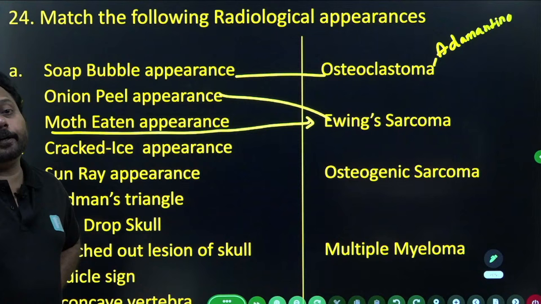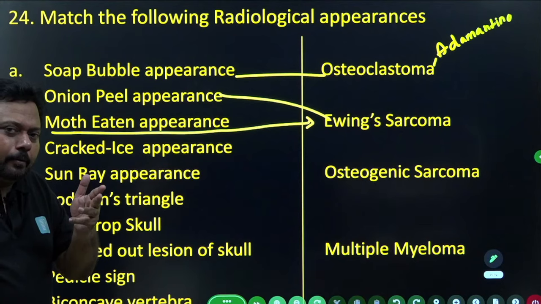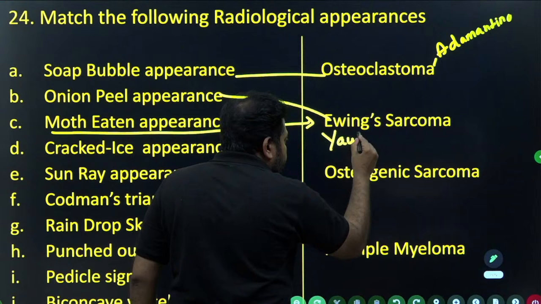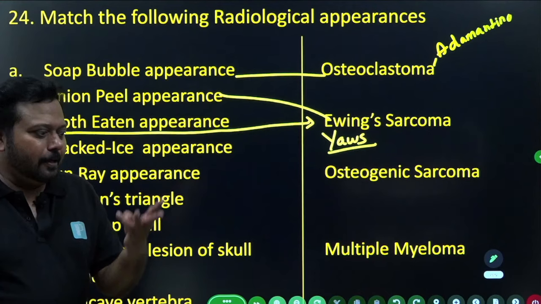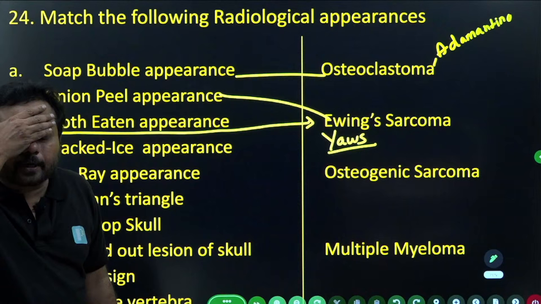Moth-eaten appearance of the bone. Two causes are there, dear friends. One is Ewing sarcoma. Another cause is an outdated condition. I think you remember that word. Yaws. Non-venereal syphilis: Yaws, Pinta, Bejel, all those non-venereal syphilis. In Yaws, moth-eaten appearance of bone can happen. So whenever a moth-eaten appearance of bone comes, two things should strike your mind: Ewing sarcoma, Yaws.